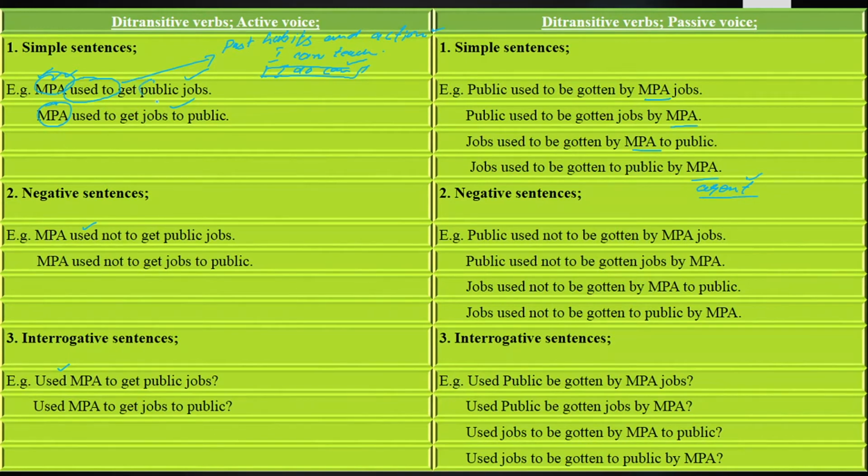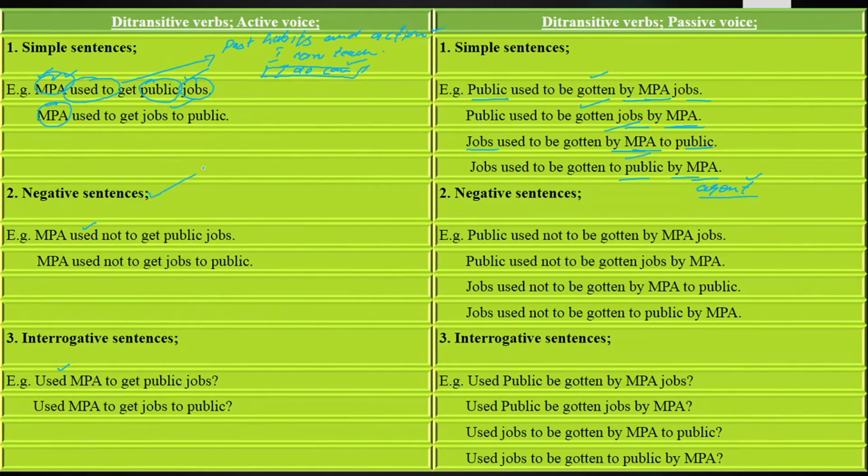And if you want to bring either the indirect object or the direct object, the public or the jobs, at the beginning, then by MPA comes at the end. Now: Public used to be gotten jobs by MPA. Public used to be gotten by MPA jobs. Jobs used to be gotten by MPA to public, and jobs used to be gotten to public by MPA.